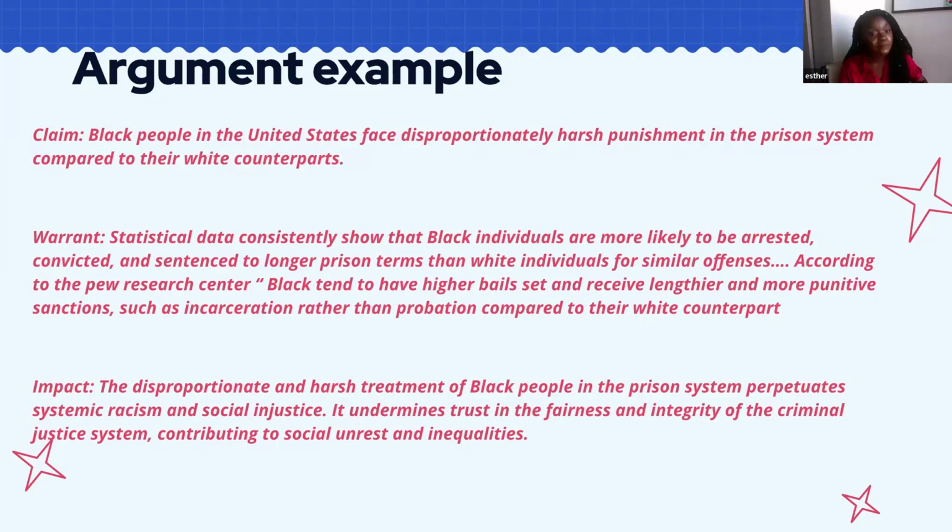the prison system. Then my warrants would be statistical data consistently shows that Black individuals are more likely to be arrested, convicted, and sentenced to longer prison terms than white individuals for similar offenses, right? Then we can go into the articles. According to the Pew Research Center, Black people tend to have higher bail set and receive lengthier and more punitive sanctions, such as incarceration rather than probation, compared to their white counterparts.